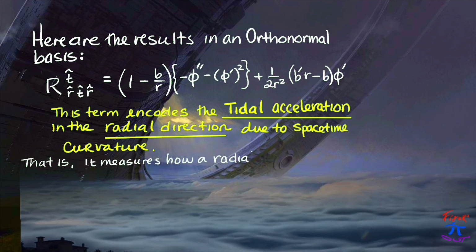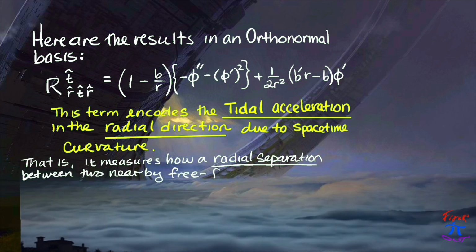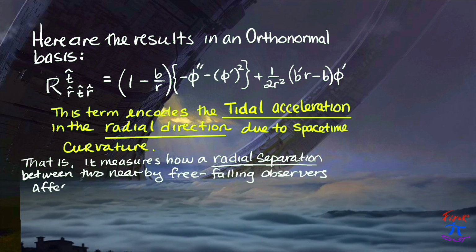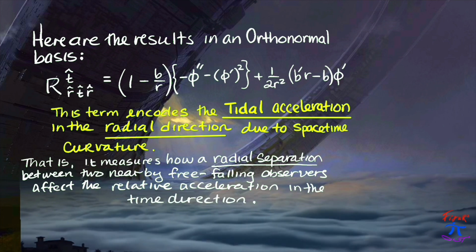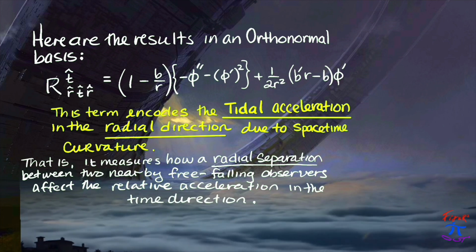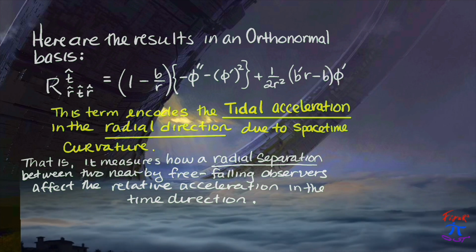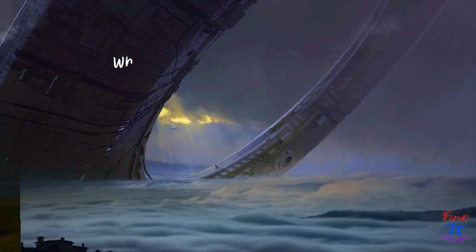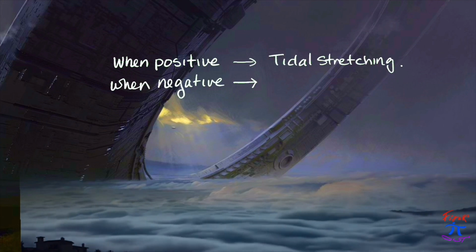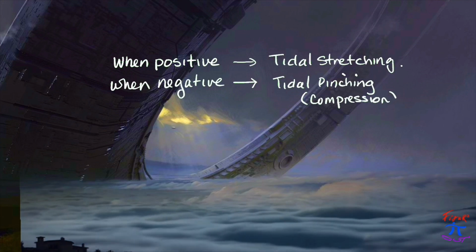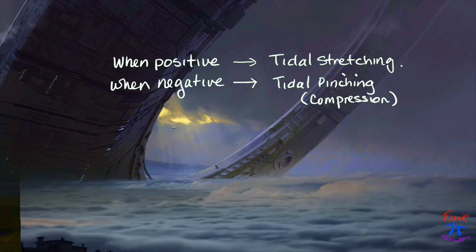That is, it measures how a radial separation between two nearby free-falling observers affects the relative acceleration in the time direction. When this component of the Riemann curvature tensor is positive, it creates tidal stretching. When negative, tidal pinching or compression.